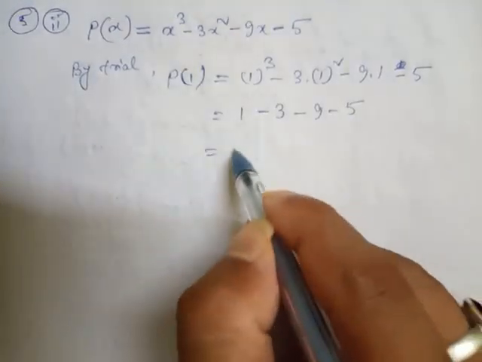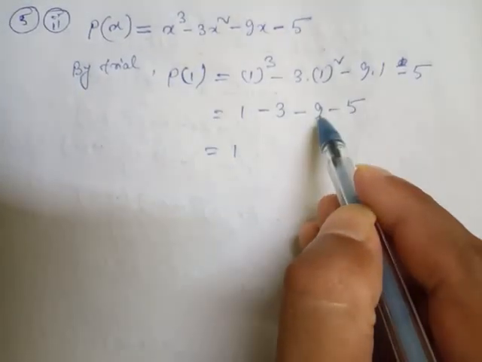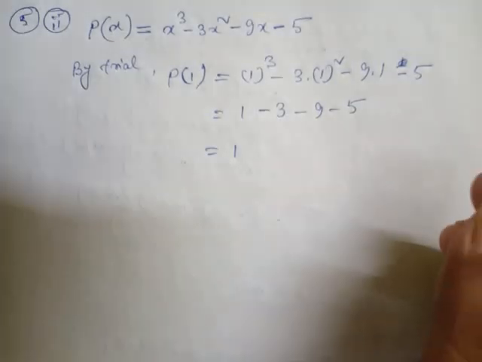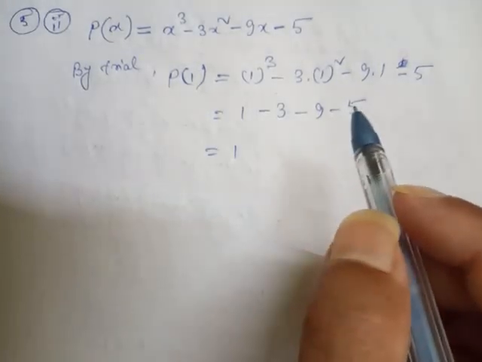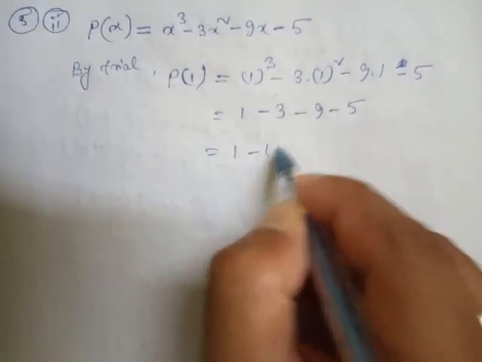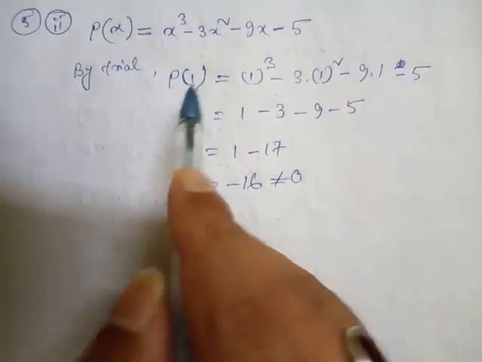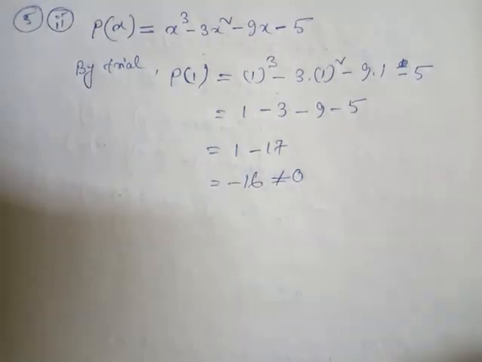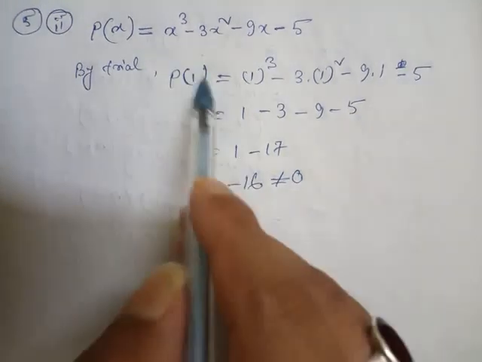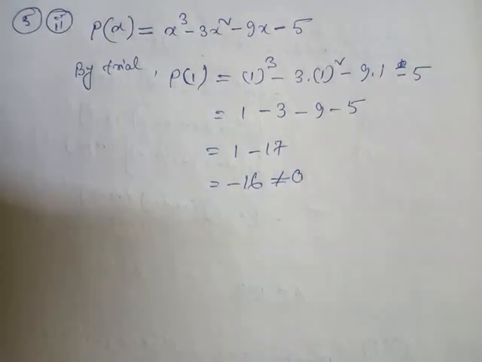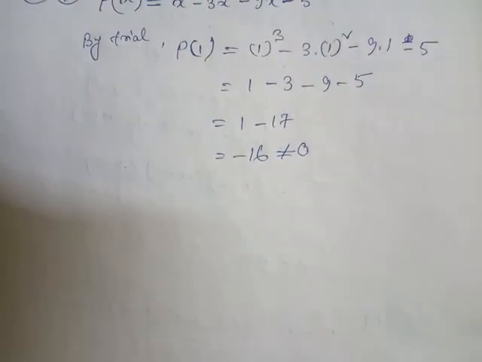Now look here, 1, 9 and 3, how much? 9 and 3, 12. 12 plus 5, how much? 17, minus 17. So here it would be minus 16, which is not equal to 0, which means we cannot take p as 1. Next we'll use, in place of 1, minus 1. This is called trial and error.